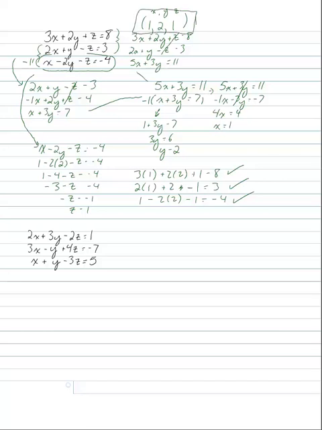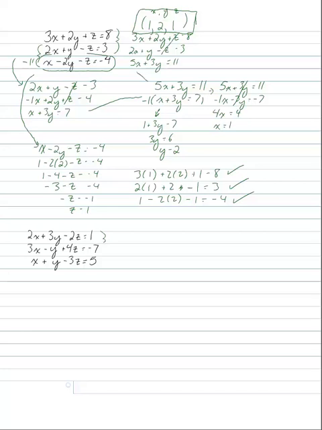Let's try it with the second one over here. So I have 2x plus 3y minus 2z equals 1, 3x minus y plus 4z equals negative 7, and x plus y minus 3z equals 5. Again, I'm going to look and try to see what variable would be easiest to eliminate between all 3 equations, so going in pairs of 2. If I look at it, it looks like my y would involve the least amount of work. I already have the negative 1y in my second equation and the positive 1y in my third equation. So I'm going to eliminate the y's.